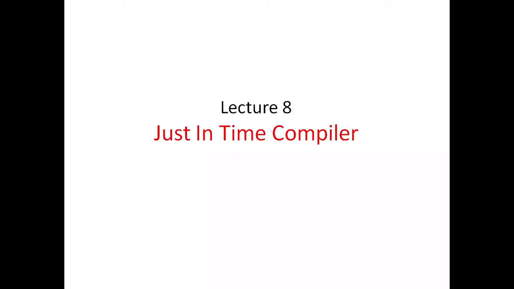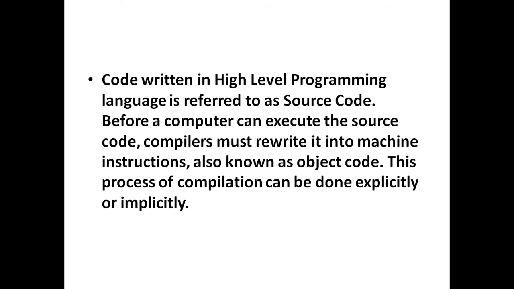This is our 8th lecture and we are going to see the working of the just-in-time compiler. Code written in any high-level programming language is referred to as source code. Before a computer can execute the source code, compilers must rewrite it into machine instructions, also known as object code. This process of compilation can be done explicitly or implicitly.